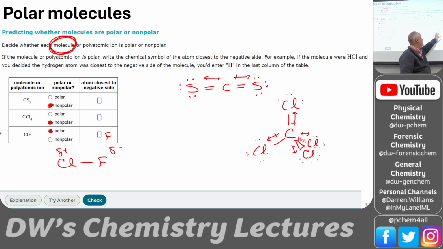If you're in a situation like this where you've got all of the same atoms all the way around in all the bonding positions, just assume that that molecule is nonpolar because all of the angles are canceling each other out.